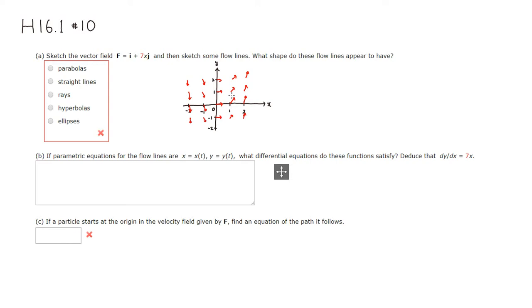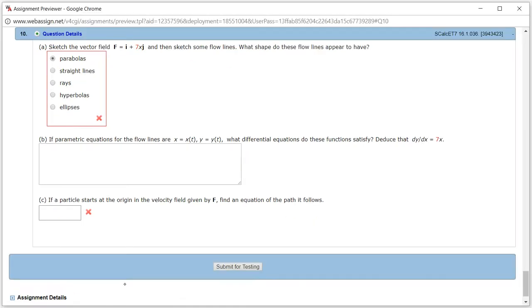So you can see that the flow of this vector field, if you follow this, is going to look something like this. You follow this and you get flat here and then steeper and steeper. So it looks like this is going to be a parabola. Let's check the answer. We put parabola and submit for testing. It came back and looks like we got this one correctly.